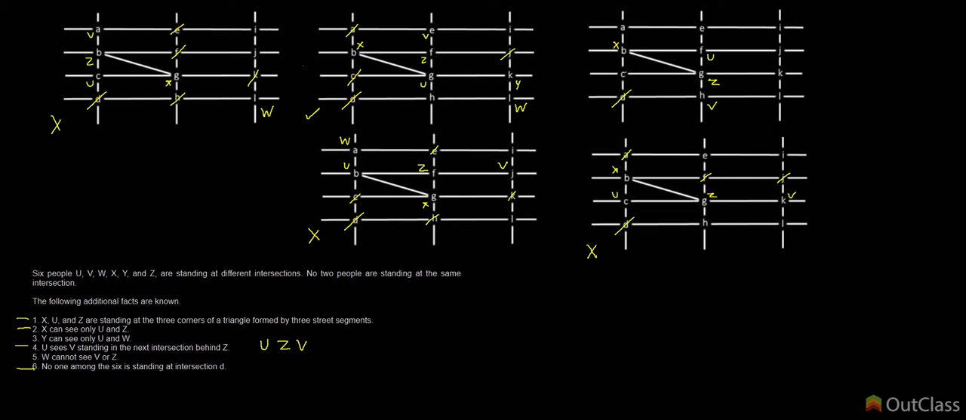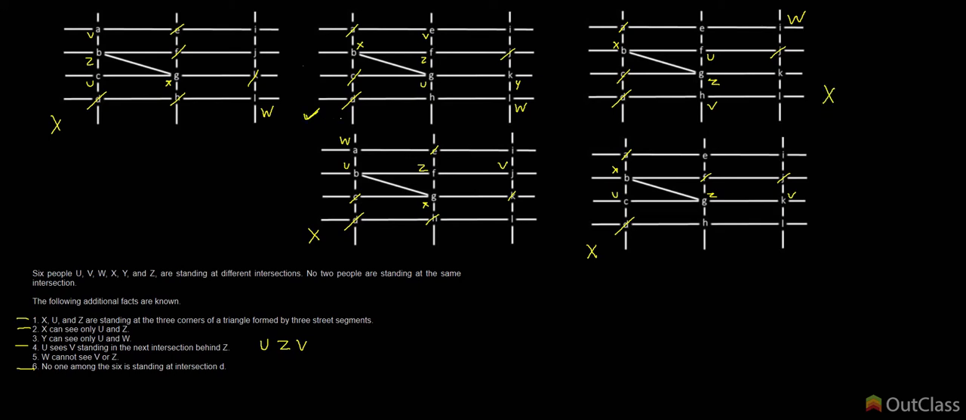X cannot see anybody else, so strike off C, A and J. W cannot see V or Z, so W cannot be at K or L or E. W is forced onto I, which is the only intersection left. And Y can see only U and W. There is no space where you can place Y, such that Y can see U and W, but nobody else. So this is also wrong. So I think this is the correct case.